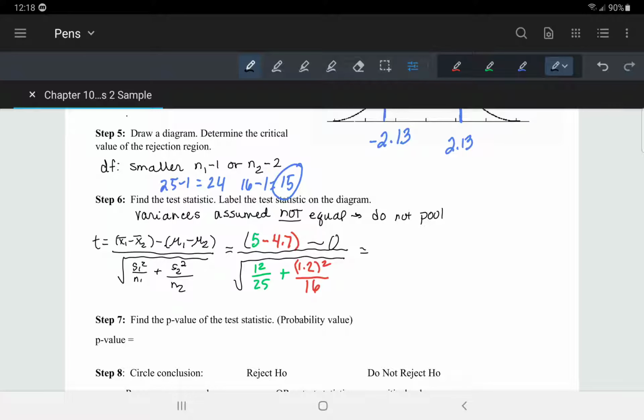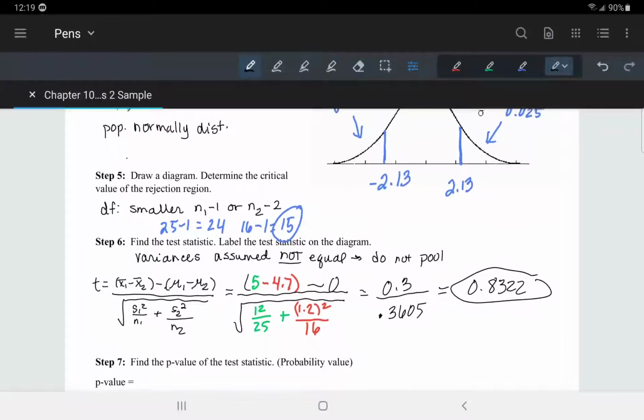And then we can start simplifying. So for the numerator, we will get 0.3, and in the denominator, you should come up with 0.3605. And when you divide those two, we get 0.8322, and this is our test statistic. And we can label that on the diagram.